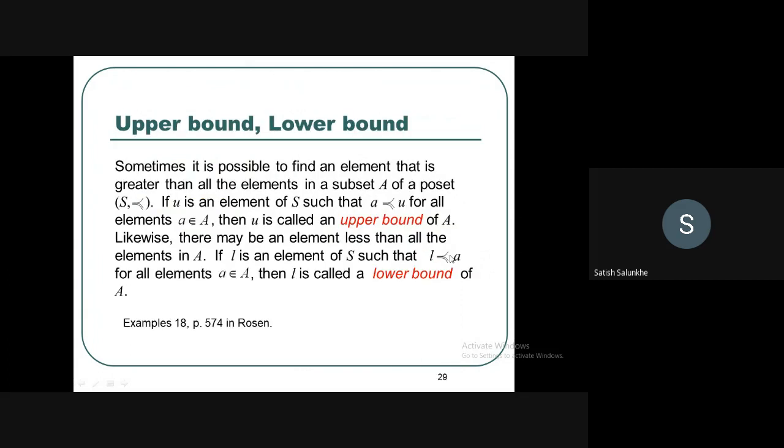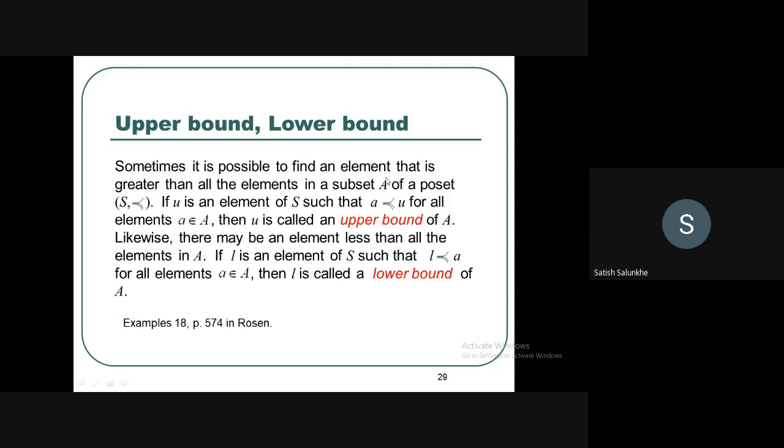Going ahead, what is upper bound and lower bound? What is upper bound? It is possible to find an element that is greater than all the elements in a subset A of poset S. If U is an element of S, then the upper bound is all the A that are related with that element. So if U is an element of S such that A is related with U for all elements A belonging to A, then U is called an upper bound of A. Means we want to find all the elements belonging to this set A, which is a subset of the poset.